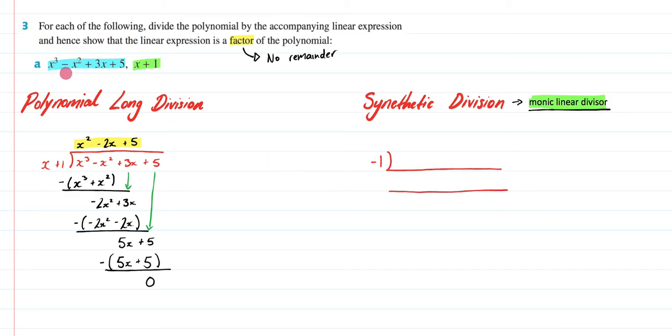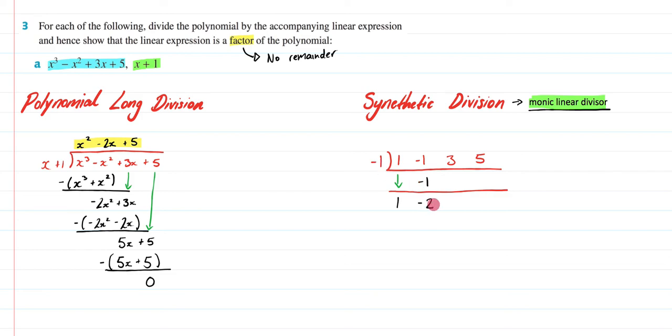Then I'm going to write down all the coefficients of my dividend. 1, negative 1, 3, and 5. Then I'm going to go, all right, the first thing I always do is just carry down this first one right here. So that's going to leave me with 1. Then I'm going to go negative 1 times 1 is negative 1. Negative 1 plus negative 1 is going to be negative 2.